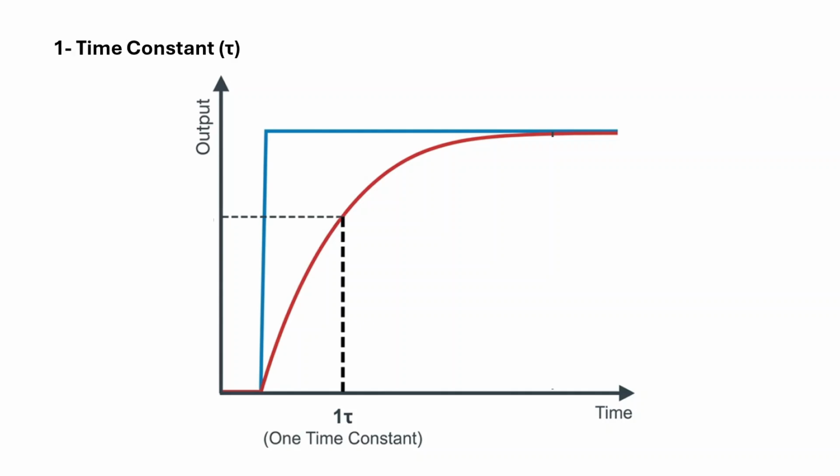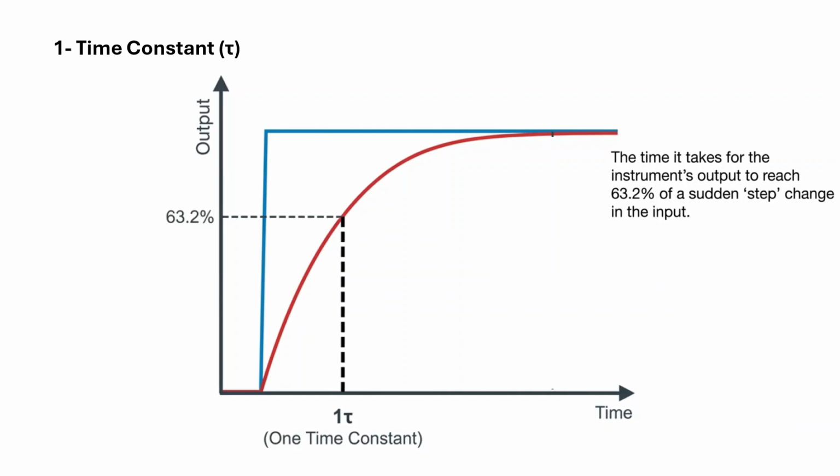The first one is the time constant, written as the Greek letter tau. This one's very commonly used in instrumentation. The time constant is the time it takes for the instrument's output to reach 63.2% of the final value, after a sudden, full step change in the input. Now, why 63.2%? That comes from the mathematics of first-order systems' exponential behavior.